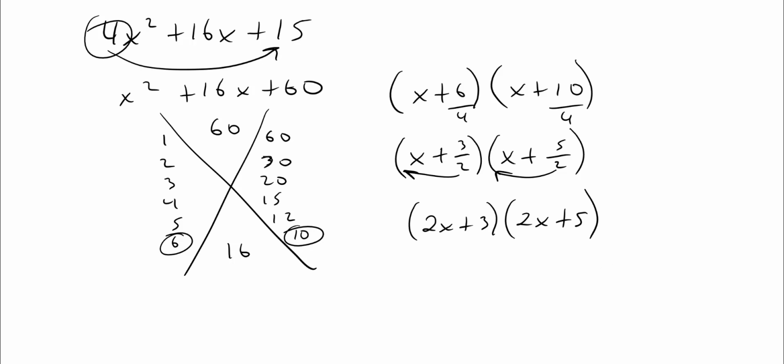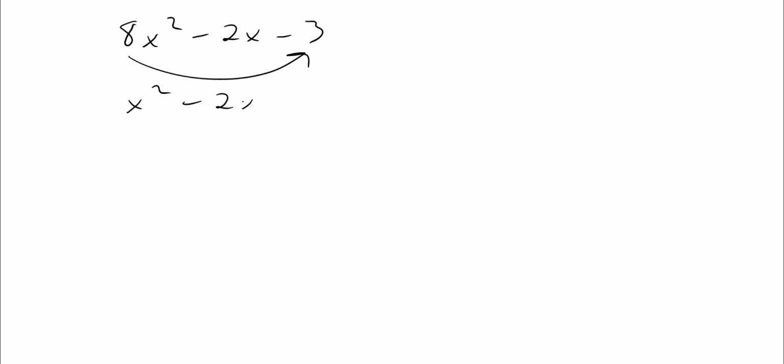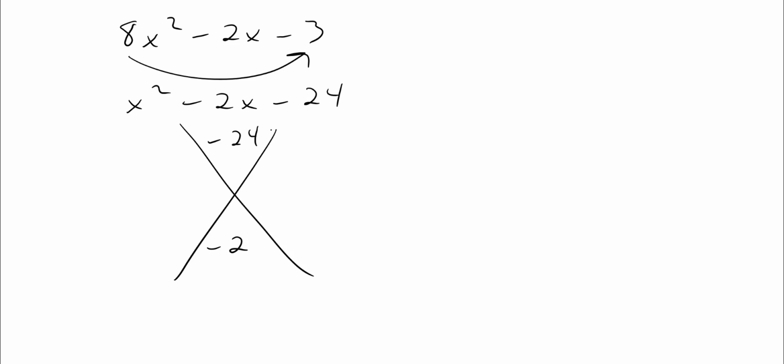Okay, let's do one more here. We'll have a couple of negatives in here too. Okay, so I have 8x squared minus 2x minus 3. So slide that over. So I get x squared minus 2x minus 24. Got the x method, so this is going to be negative 24 and negative 2. So factors of 24 are 1 and 24, 2 and 12, 3 and 8, 4 and 6, and that's it. Okay, so then you're looking for combinations to give you that negative 2.